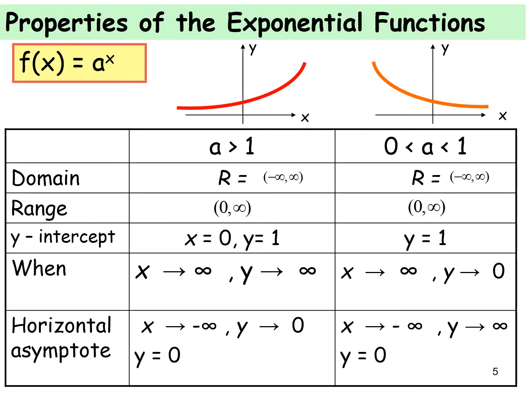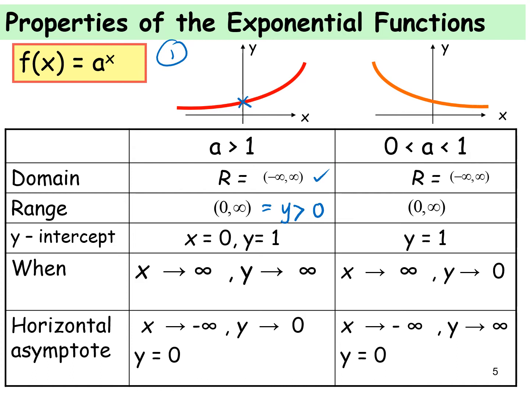Properties of exponential functions. Let's look at the characteristics of the exponential function. This is the first graph. When a is greater than 1, the domain, you can see from here, is always all real numbers, from negative infinity to infinity. How about the range? From this graph, we see that y is always positive, which is y greater than 0, or 0 to infinity. How about the y-intercept? This graph intercepts the y-axis at 0, 1.